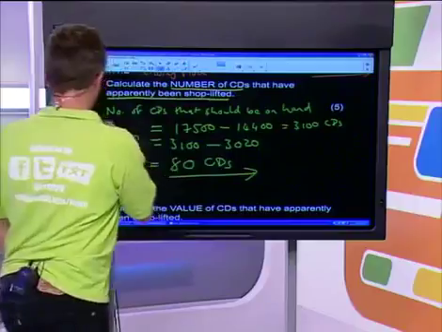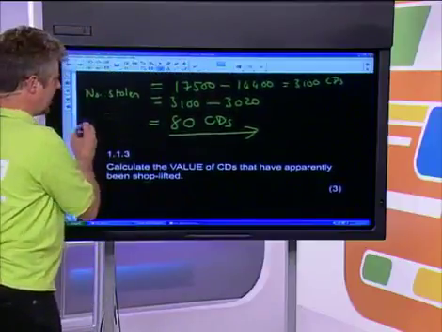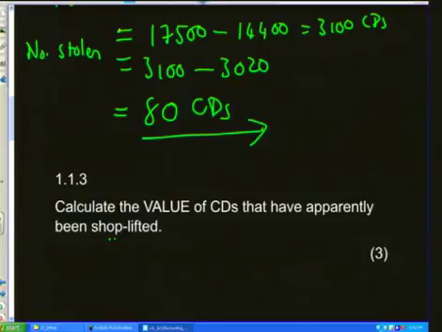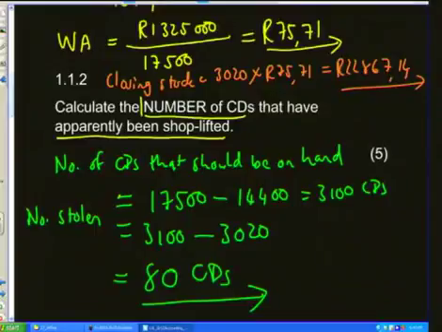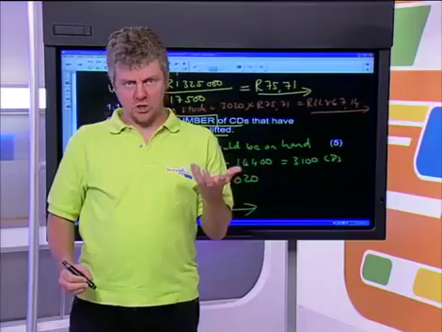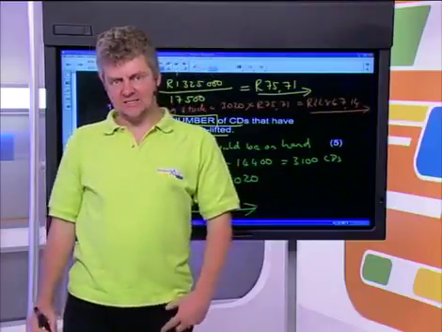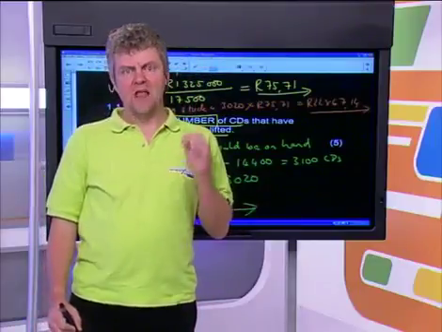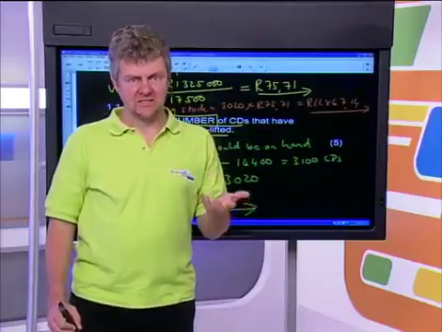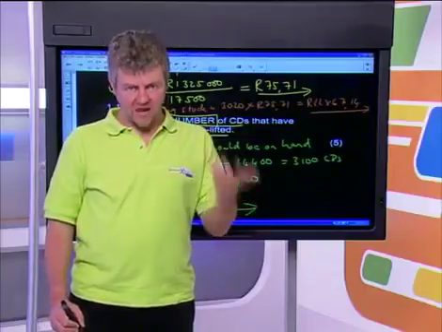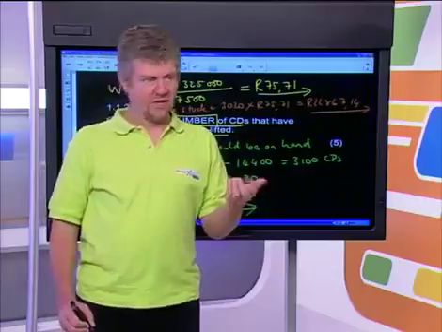So now let's look at the next question, and the next question is asking us to calculate the value of the CDs that have apparently been shoplifted. So don't get confused with the previous question. The previous question wanted to know the number of CDs. So they wanted to know how many physical units were actually stolen, and we calculated that it was 80 CDs. Now they want to know how many rands this business has lost. What is the value of those CDs that have apparently been shoplifted?